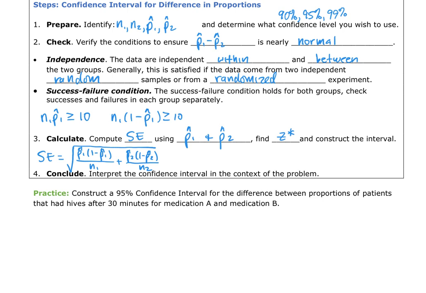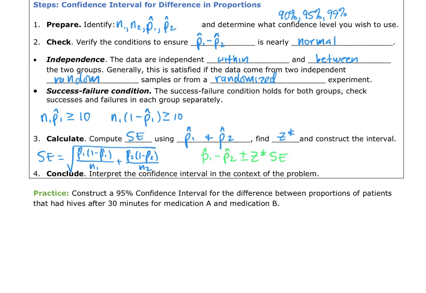And then to get the confidence interval, we take the sample statistic, so p hat 1 minus p hat 2, the difference in the sample proportions. We're going to add and subtract the z-value times the standard error. So it follows the same pattern as for a single proportion, where we take the sample statistic, add and subtract the z-value times the standard error. The fourth step is to conclude, and that is to interpret the confidence interval in the context of the problem.